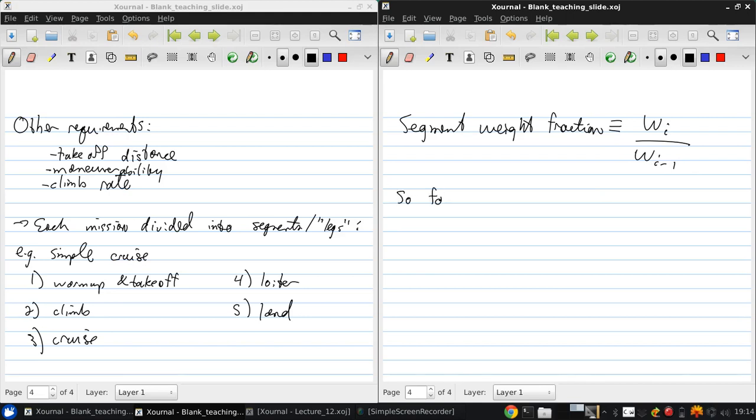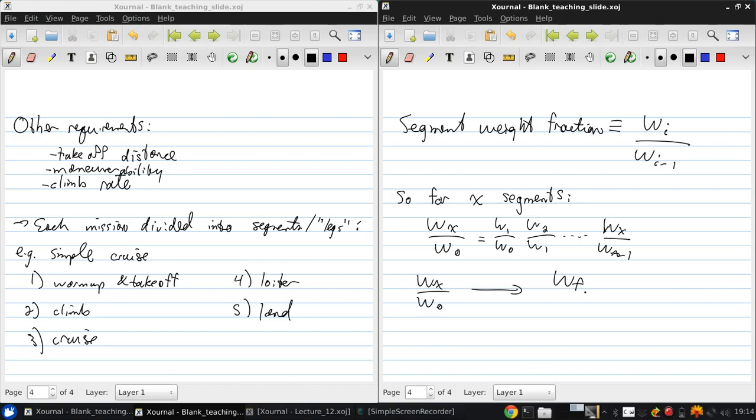So if we have X segments, WX over W naught, which would be the final one, is equal to W1 over W naught, W2 over W1, etc., up to WX over WX minus 1. And WX over W naught can then be used to estimate the fuel weight.